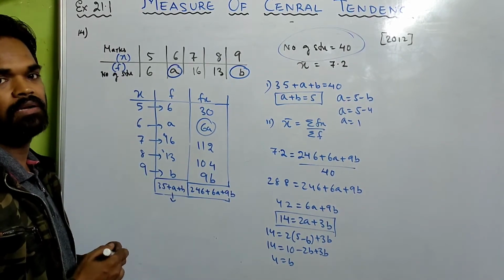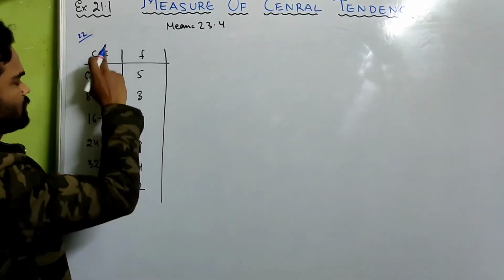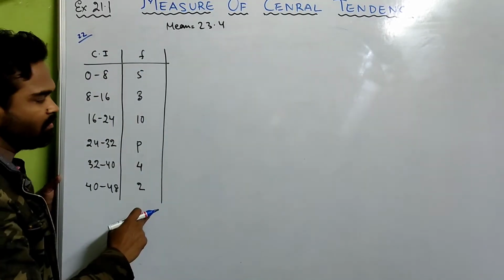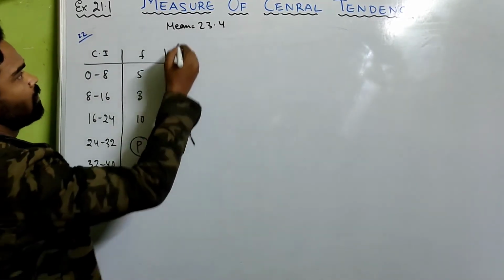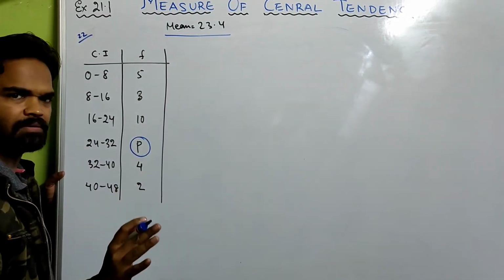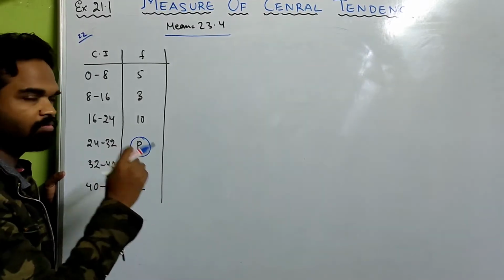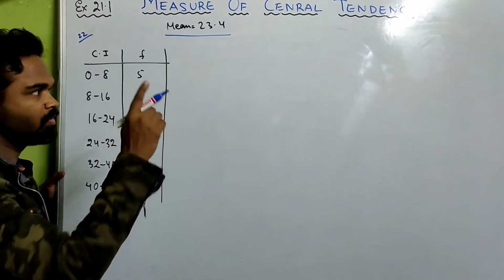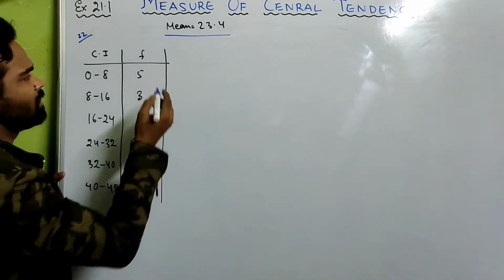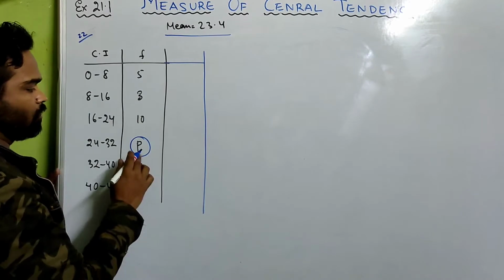Now let us see the other sum. Look at sum number 22. Same thing. Ci is given to you, frequency is given, one of the frequencies is unknown, and the mean is given to us. You can do it by any method. Okay, direct method, shortcut method, step deviation method. I'll solve this by shortcut method because in the previous sum we have already solved by direct method. So let's see. Shortcut method, I'll try to find P.